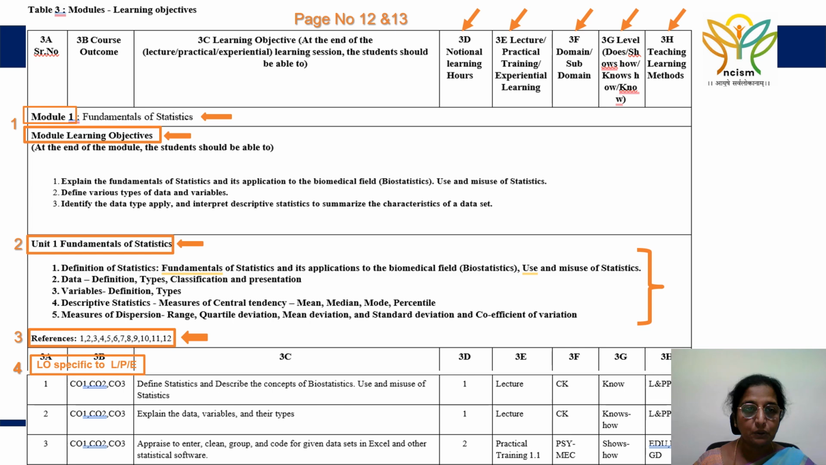So, coming to the points highlighted, first one, Module 1, the broad title. The module learning objectives are listed below. Coming to 2, the unit number with a broad title and the unit contents. The third one shows the references that can be used for this particular module. The fourth one, learning objectives specific to lecture, practical training or experiential learning.